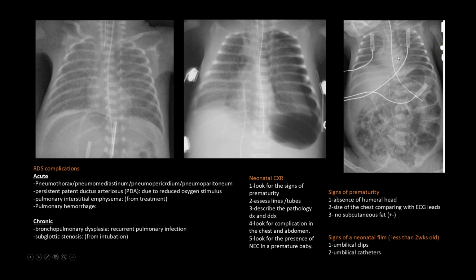The third case, again, this is a premature baby. We can see no humeral heads, small chest, bilateral diffuse granularity. We can see there are distended bowel loops, and there are linear opacities in the right iliac fossa, representing pneumatosis intestinalis. Also, there is air over the liver shadow. So this is the football sign, falciform ligament sign of pneumoperitoneum. So this is a premature child with necrotizing enterocolitis complicated by pneumoperitoneum.